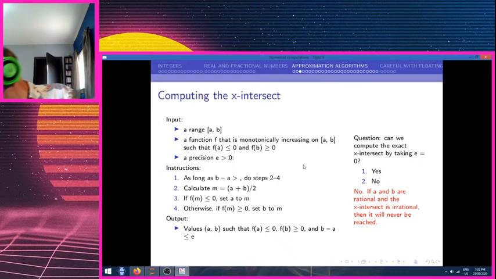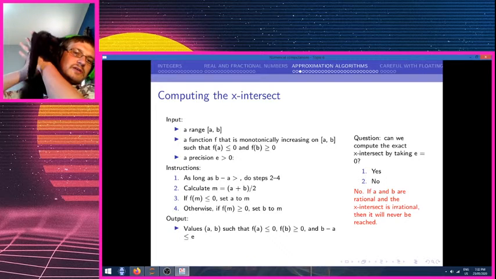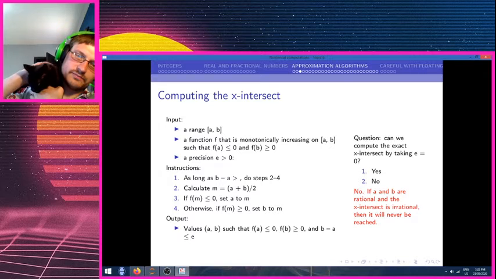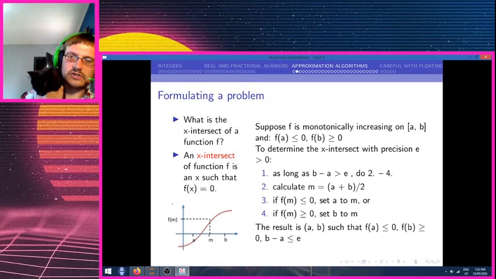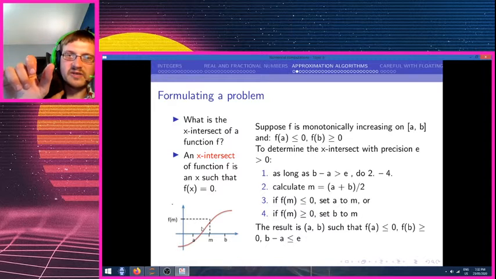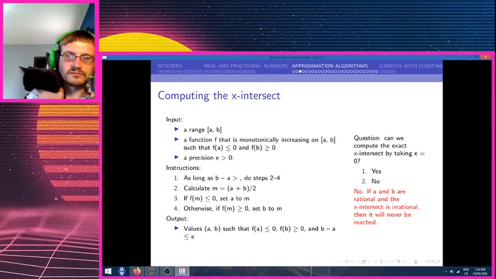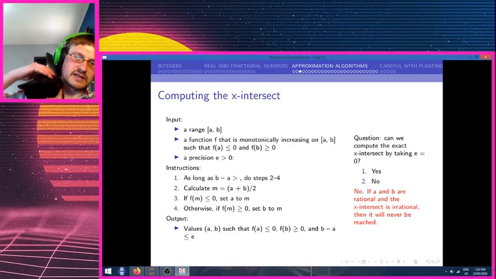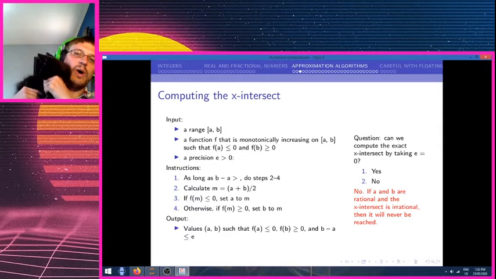Let's revisit a question. In the previous version, we knew we were finished when the interval was smaller than some epsilon, and we said that was good enough. So, question: can we get the exact x-intercept by taking epsilon as 0? And the answer is no. And we now know why.